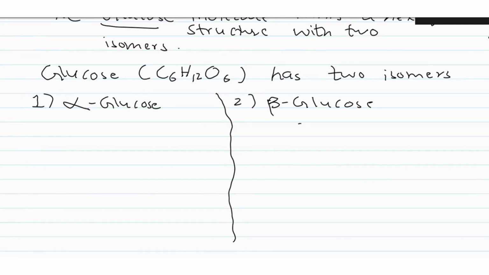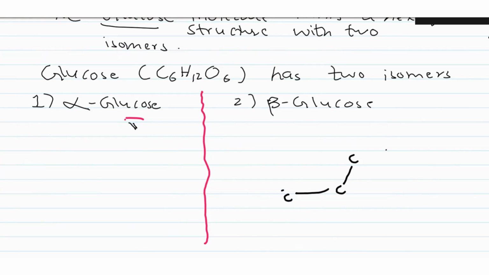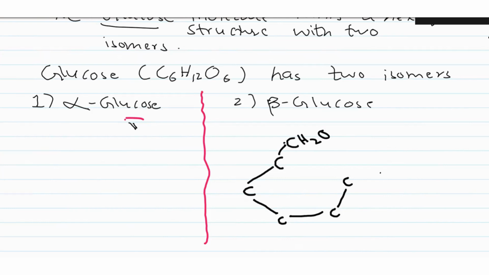Let's suppose I'm making a ring structure for glucose from carbon 1. Now this is the ring structure for glucose. It's a hexagonal shape, a ring shape. And this is carbon 1, carbon 2, 3, 4, 5, and O. And the 6 carbon chain is like this.